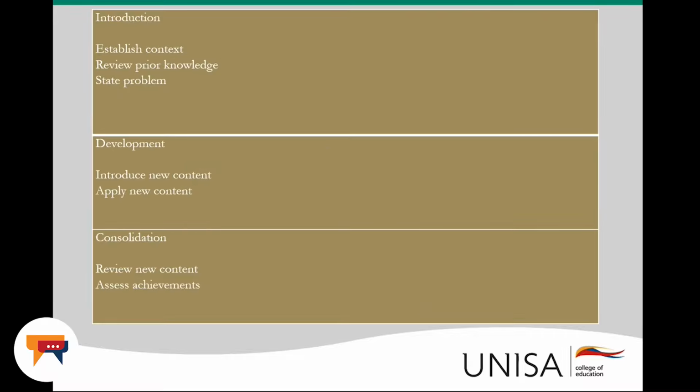Now, each lesson has 3 different phases. We have the introduction phase, the development phase, and the consolidation phase. In the introduction phase, you will need to establish your context. Now, how do you do that? You first establish what you're going to be doing in this lesson and review the learners' prior knowledge. Find out what they already know about the topic. And then from there, you're going to go into looking at how you're going to present your lesson.